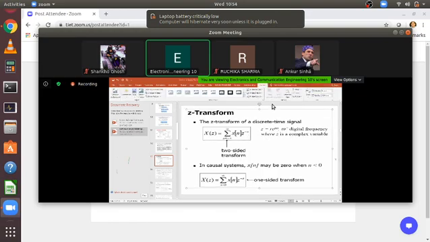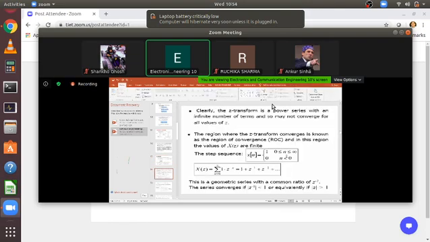The region, this is important, the region where the Z transform converges is known as the region of convergence. And in this region, the values of X(z) are finite. If the region is not a region of convergence, the values of X(z) will be infinite.